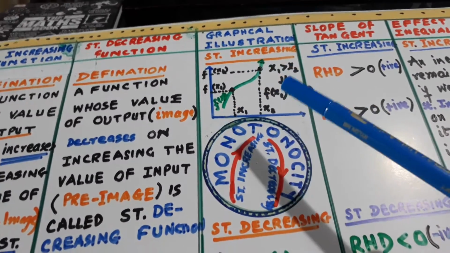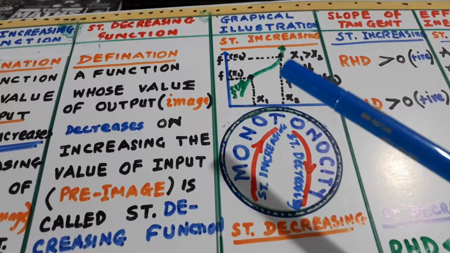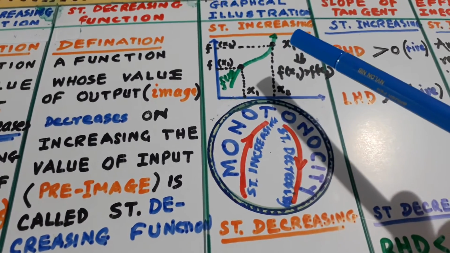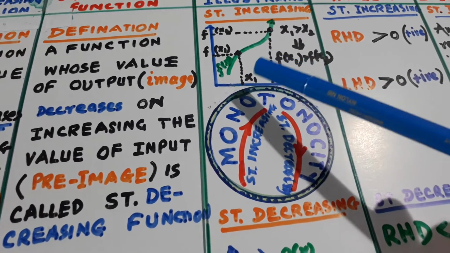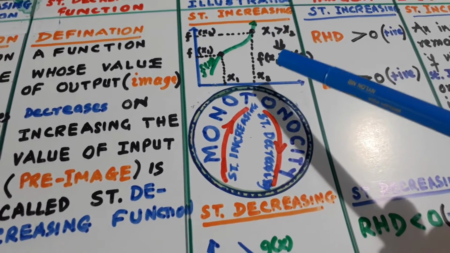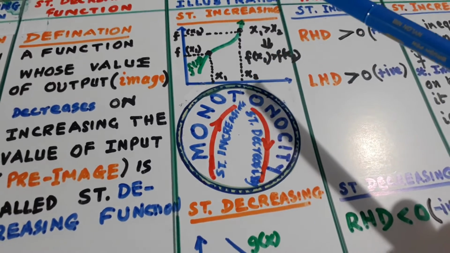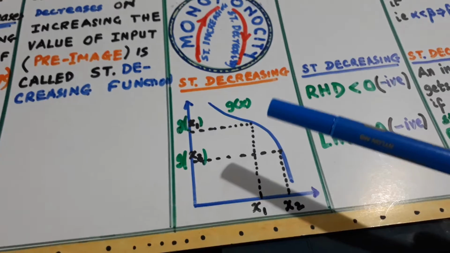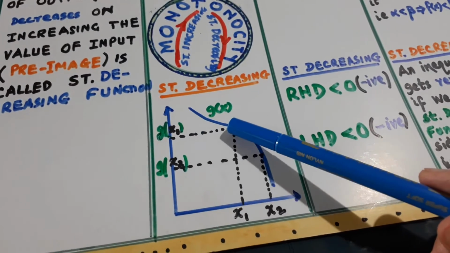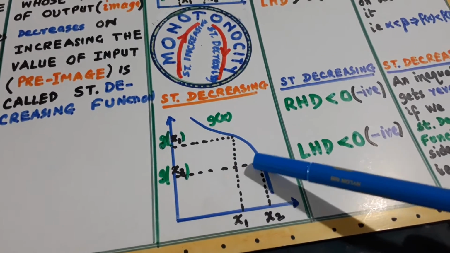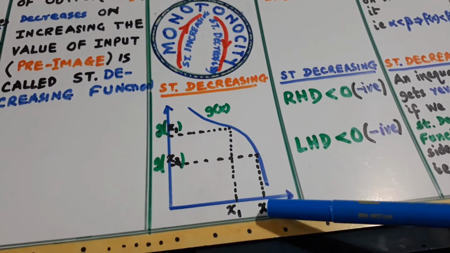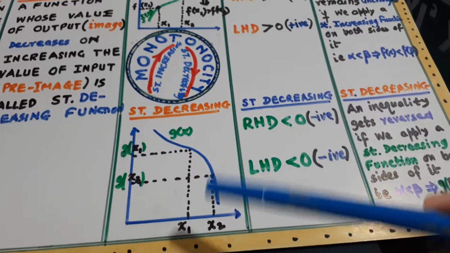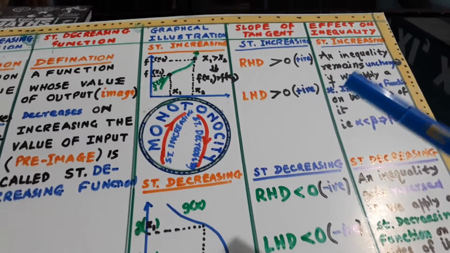So here is the graphical illustration. Strictly increasing: look here, it is strictly increasing. If x2 is greater than x1, then f(x2) will be greater than f(x1). Now, it is strictly decreasing. Look here, g(x1) is greater than g(x2), but x2 is greater than x1. So they are strictly decreasing.